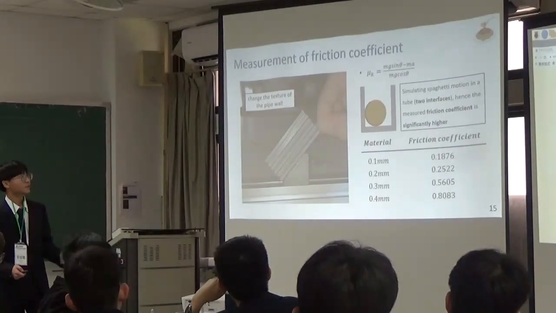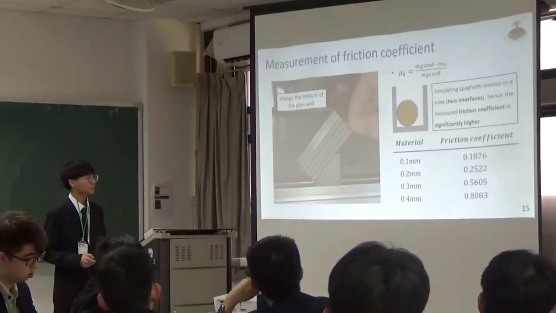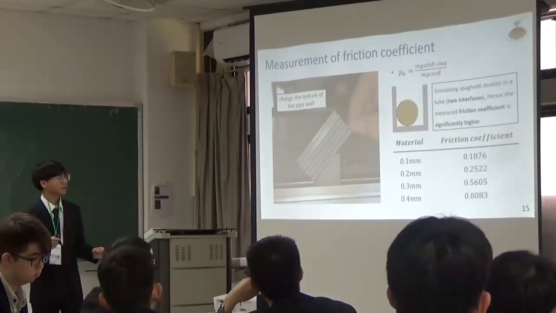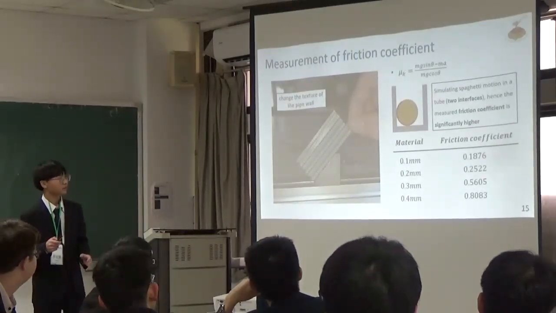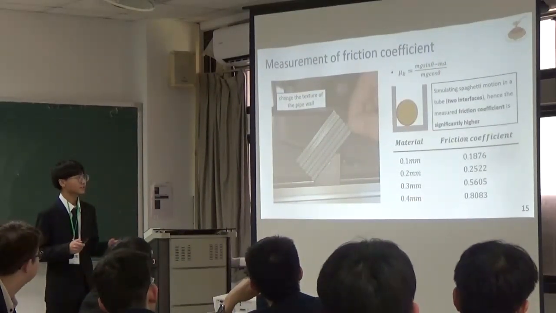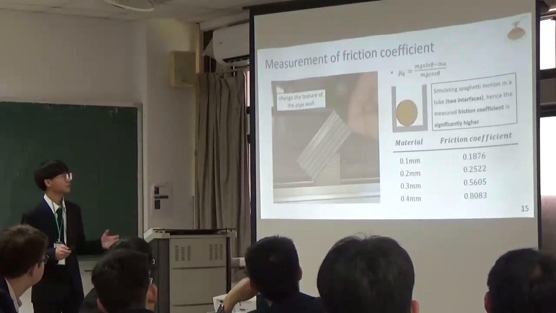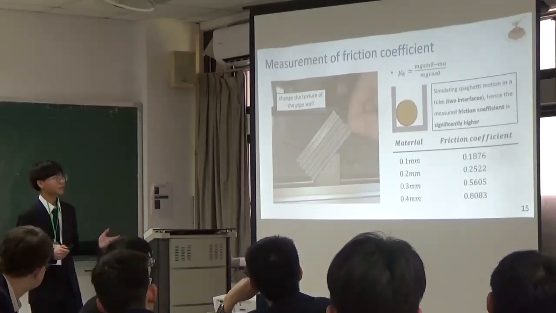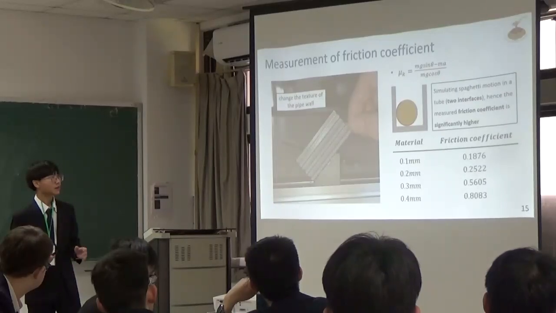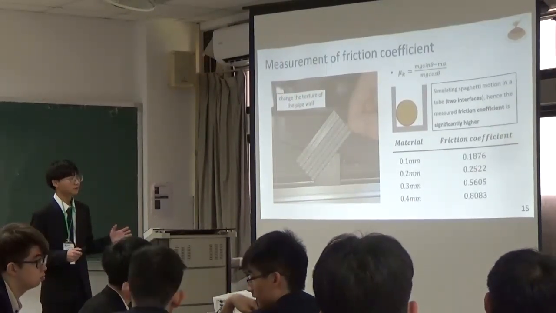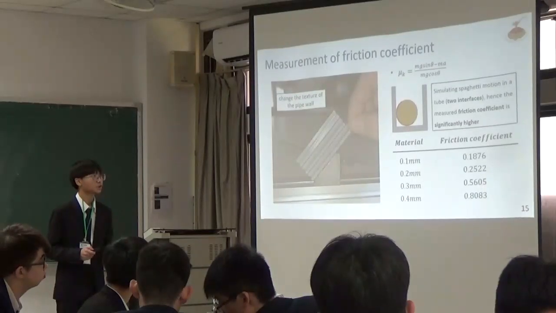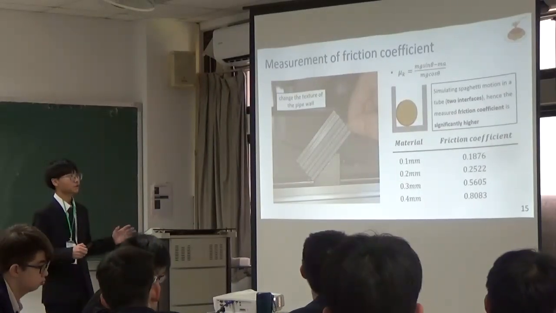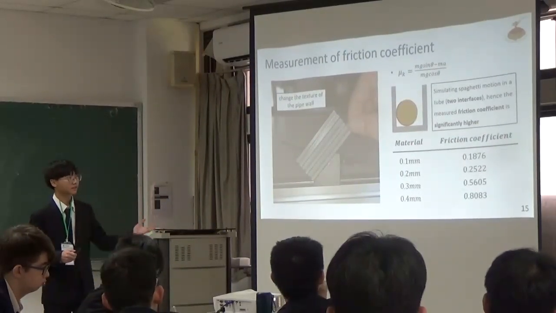And next is the measurement of the friction coefficient. First, we made long pipe walls, and then we released the spaghetti pieces from the top of the pipe walls and let them slide through. And to make the simulation relate to the real situation in the bending tube, we simulate the spaghetti motions in 2 interfaces too, and hence the measured friction coefficient is significantly higher.